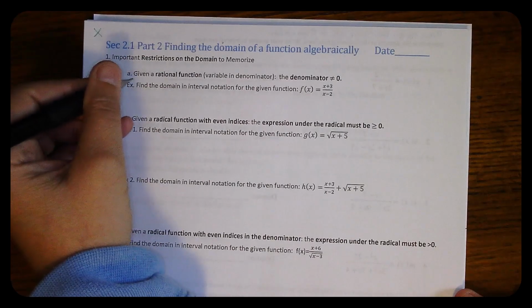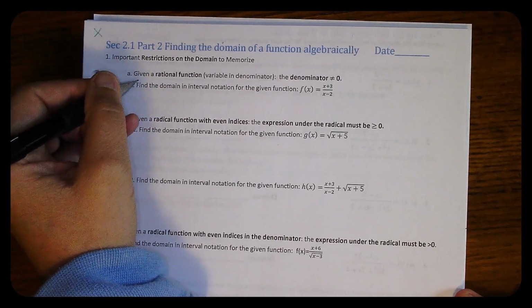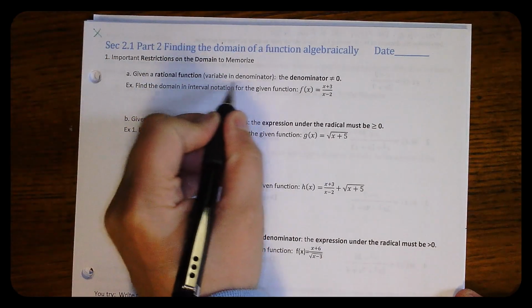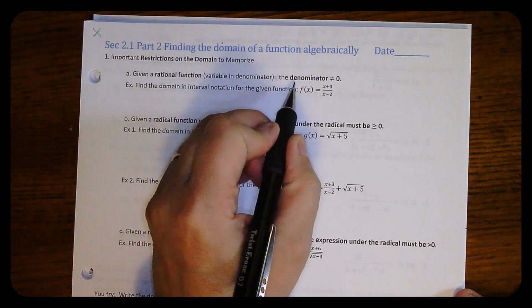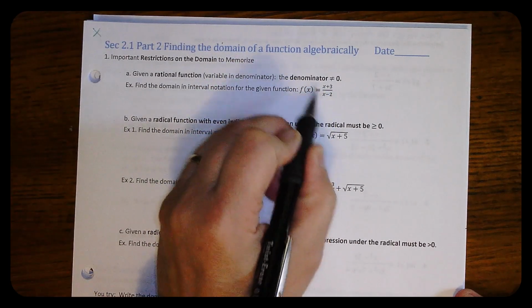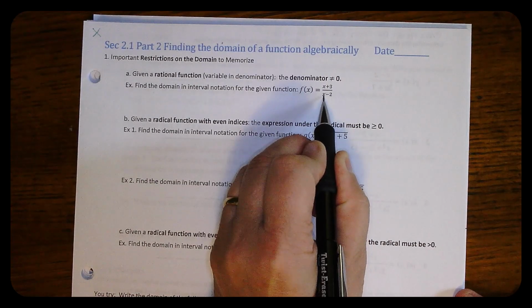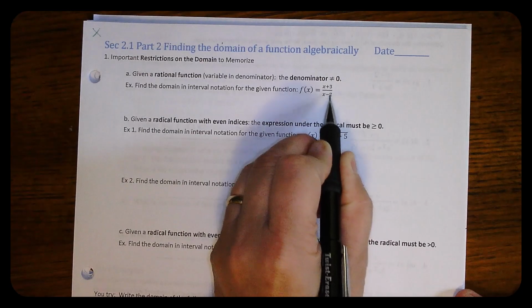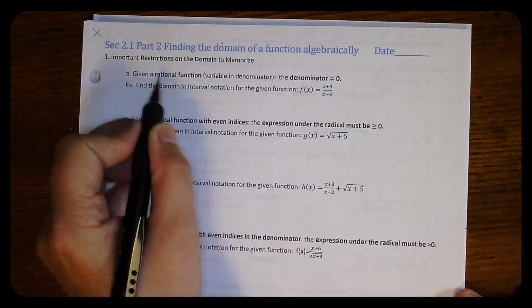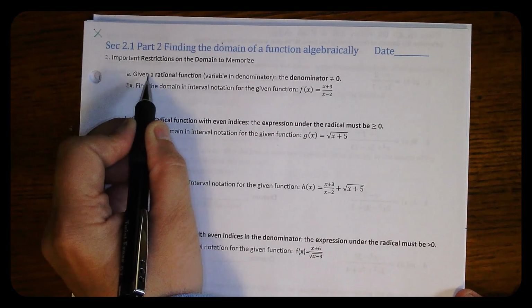So the first one you want to remember is that given a rational function, which means that if you have a variable, an unknown in the denominator, remember the denominator cannot equal 0. So for this example, you may be able to see if you put 2 in there, 2 take away 2 is 0, you would have 5 over 0, and that's not a number, right? So I call this the domain checklist.